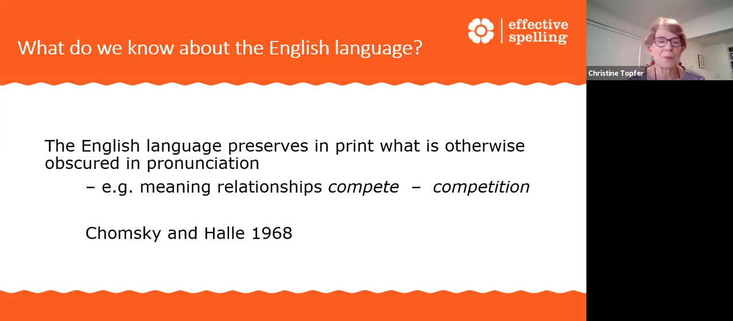And you can see on the screen here a quote from Chomsky and Halle way back in 1968 saying that the English language preserves in print what is otherwise obscured in pronunciation. And here's one example of the words compete and competition. So in compete, we hear a long E sound, and in competition, we almost have that schwa. But the meaning connection is there because the C-O-M-P-E-T-E is there in the word competition. The base is there. This is the whole idea around teaching students about morphological word families.